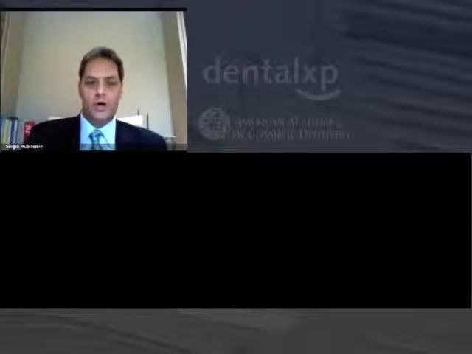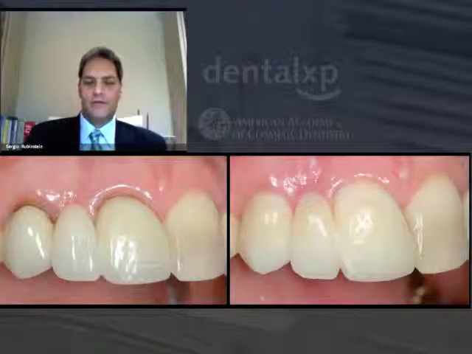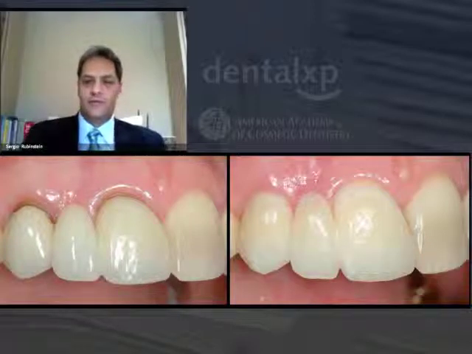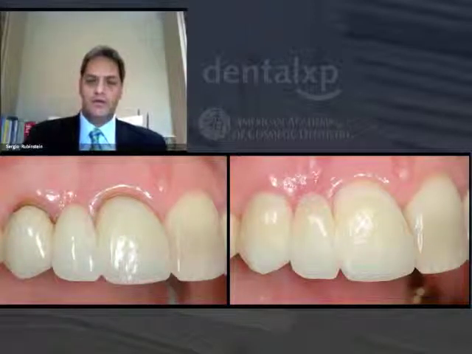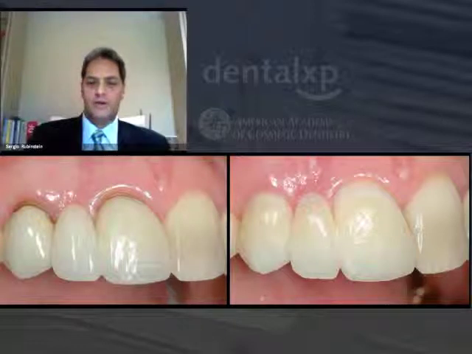We're also going to talk about how to create a provisional that's going to be the guidelines for our lab technician to create a final restoration with an aesthetic outcome. So here we can see in these slides the provisional that was delivered at the same appointment. This is done chairside with no need of using a laboratory technician.